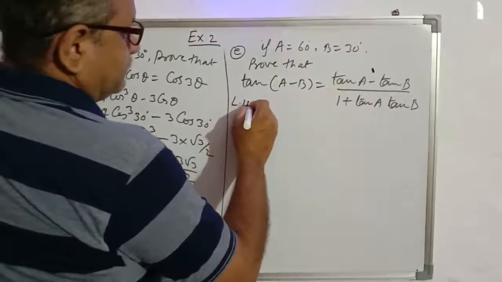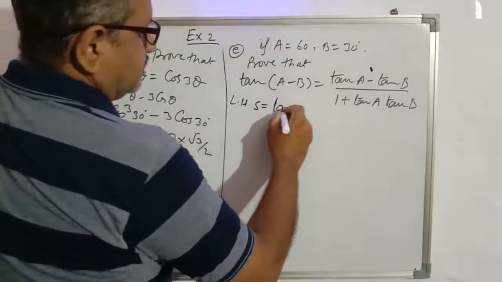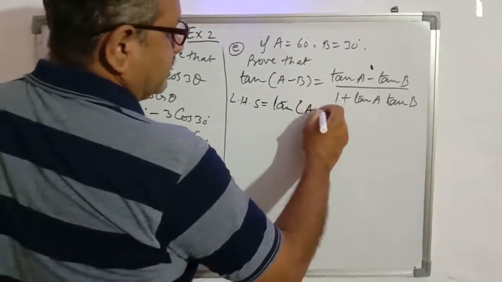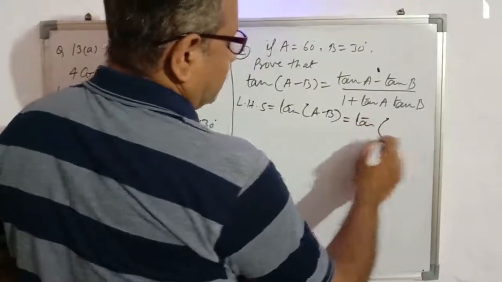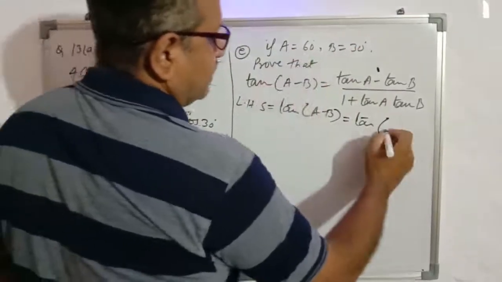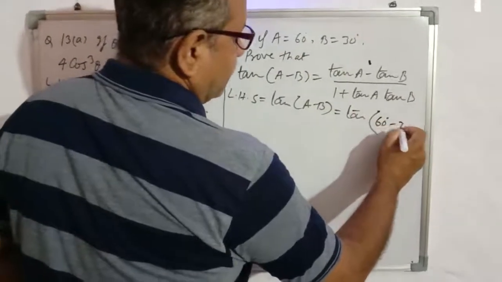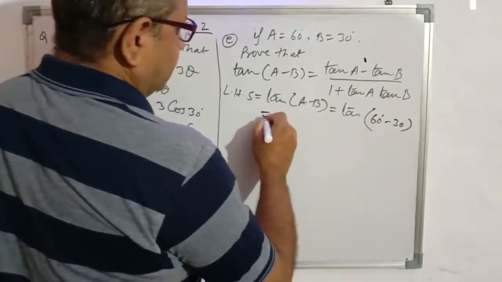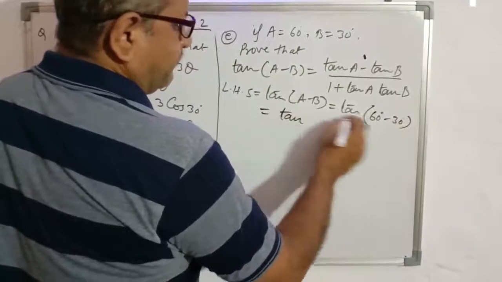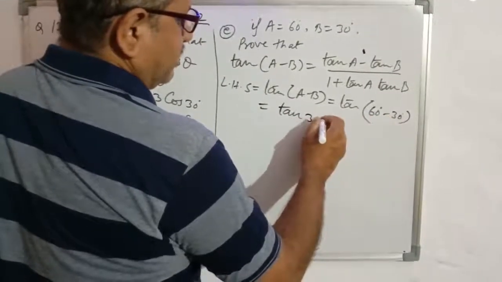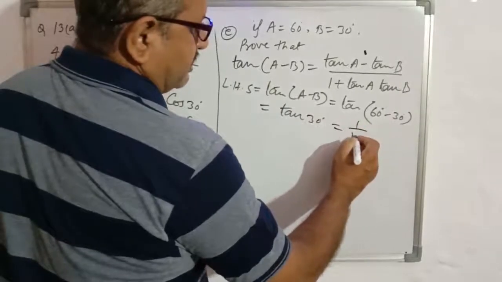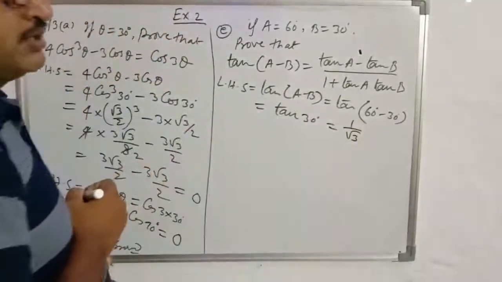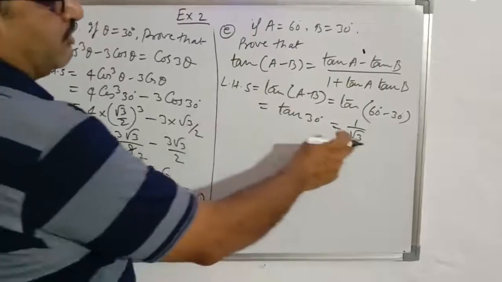So LHS is tan of A minus B. So tan, what is the value of A? 60, B is 30. 60 minus 30. 60 minus 30 is 30 degree. And the value of tan 30 degree, we can see from the table, it is 1 by root 3. So the left side value is 1 by root 3.